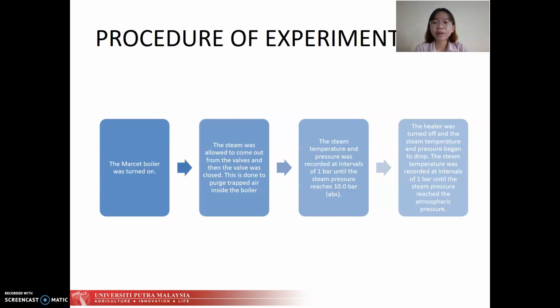So for the experiment, first the Marcet boiler was turned on and then the steam was allowed to come out from the valve and then the valve was closed. This is done to purge the trapped air inside the boiler. The steam temperature and pressure were recorded at intervals of 1 bar until the steam pressure reached 10 bar. Then the heater was turned off and the steam temperature and pressure began to drop. The steam temperature was recorded at intervals of 1 bar until the steam pressure reached the atmospheric pressure.